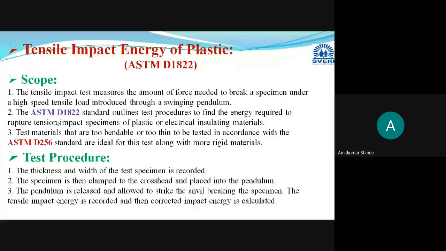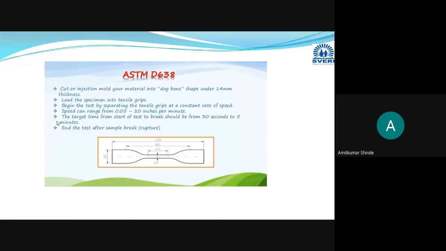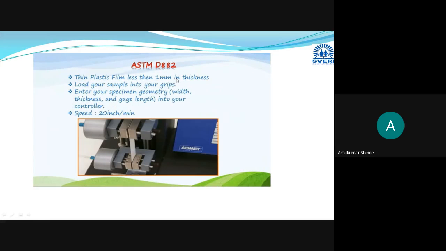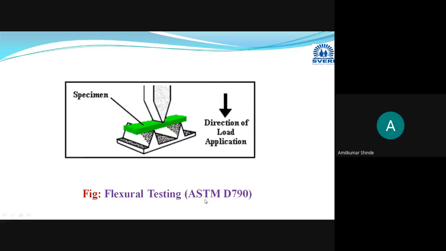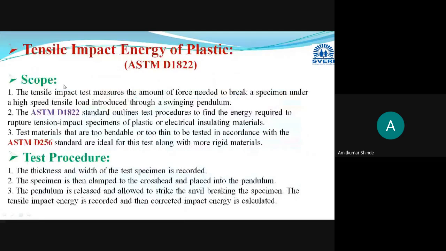Okay, from the first test, I will repeat it again. These standards are very important. For the tensile testing of thick components, ASTM D638, and tensile testing of thin components, ASTM D882. Then for the flexural test, ASTM D790. Then for impact testing, ASTM D256. And for the tensile impact energy testing, ASTM D1822.